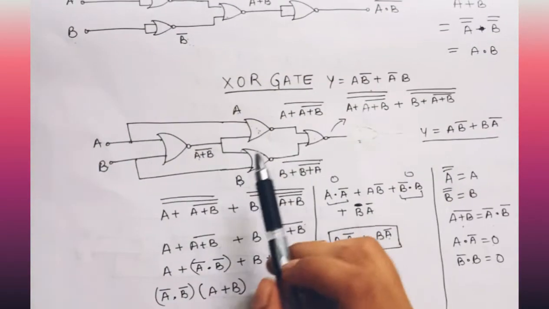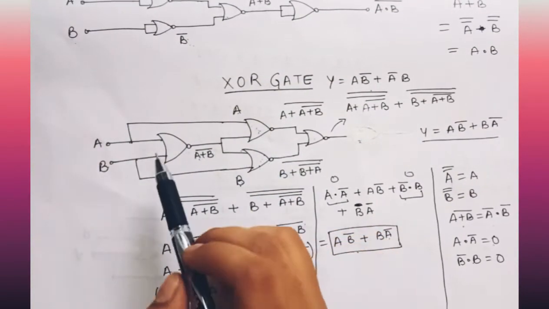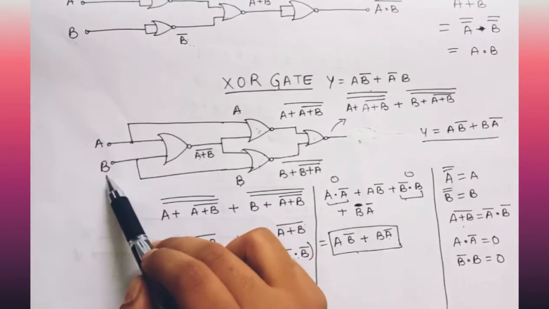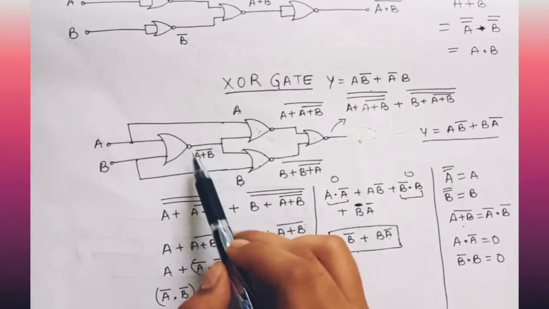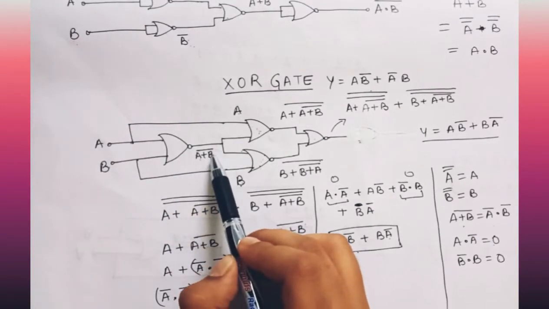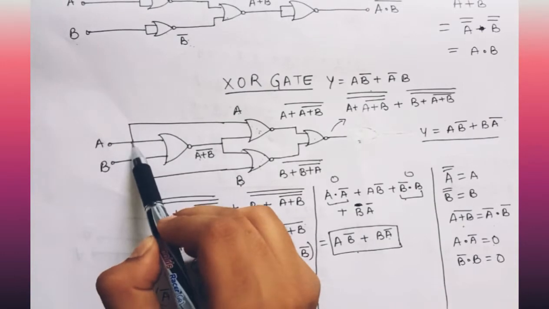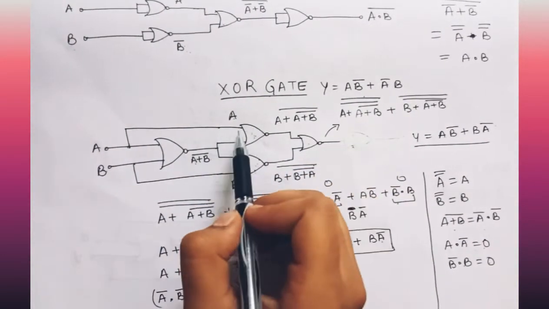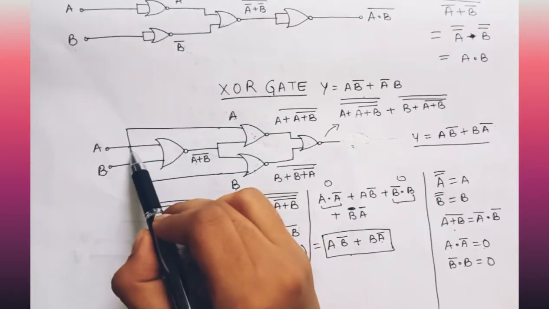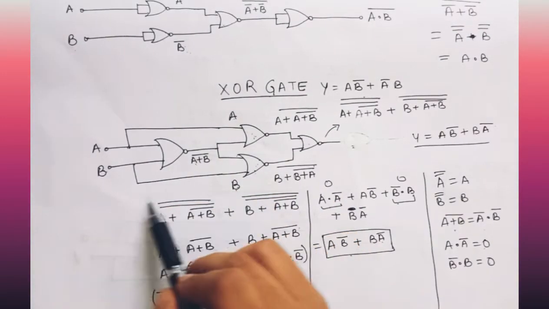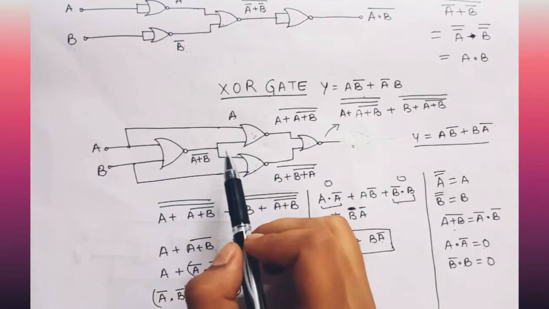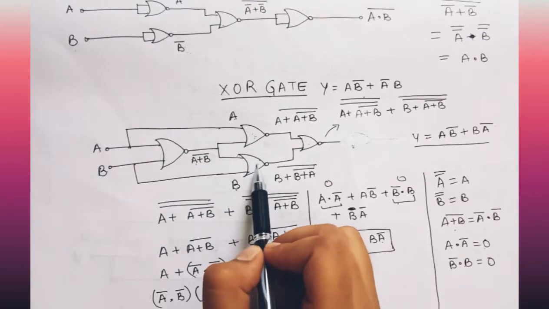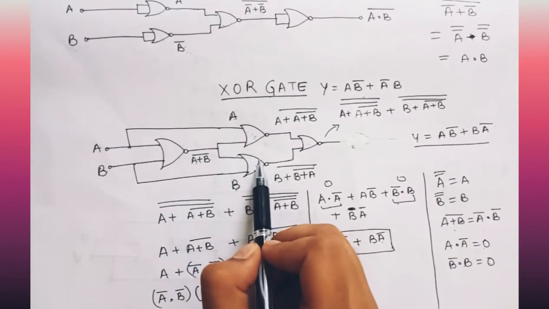The next gate is XOR gate. For XOR gate, firstly we have to take a NOR gate with two inputs A and B. The output of this NOR gate will be (A plus B) bar. So, we have taken another two NOR gates, and one input of this NOR gate is given to A and one input of this NOR gate is given to B. The other input of this NOR gate is (A plus B) bar, and similarly the other input of this NOR gate is (A plus B) bar.